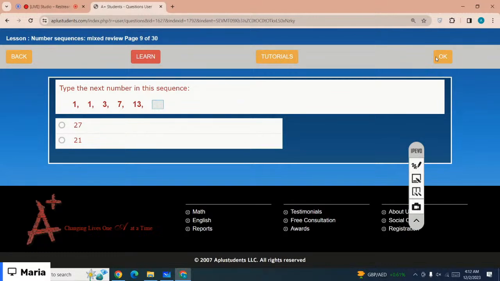Yes, the next number is 21. It is. The next number in the sequence is, very good, that would be 21. You can see the pattern: 1 plus 0 is 1, right?